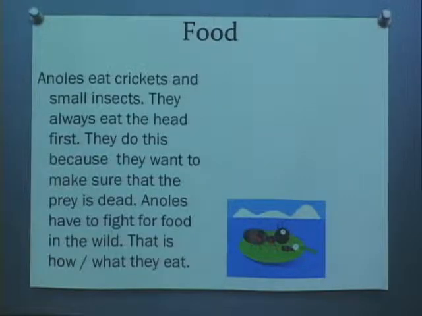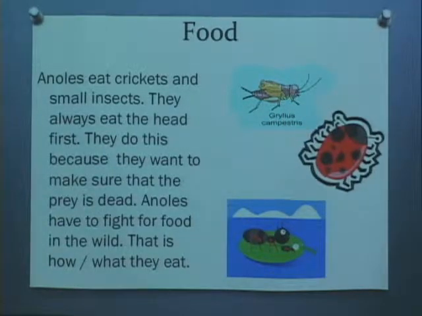Food. Anoles eat crickets and small insects. They always eat the head first. They do this because they want to make sure the prey is dead. Anoles have to fight for their food in the wild. That is how and what they eat.